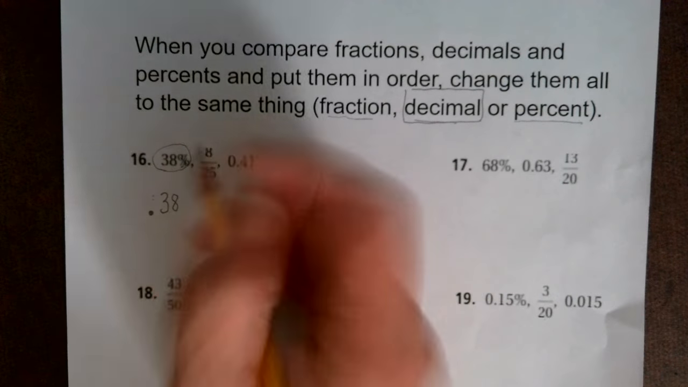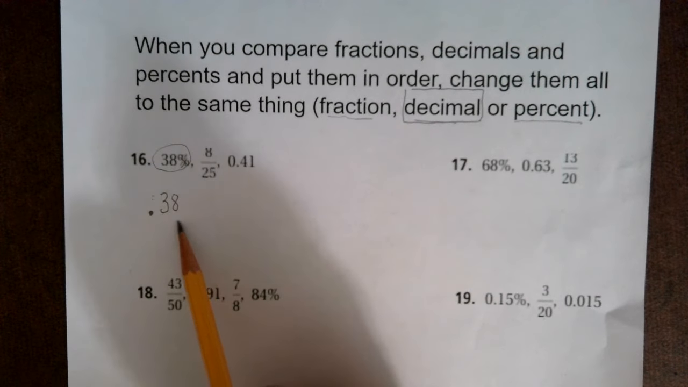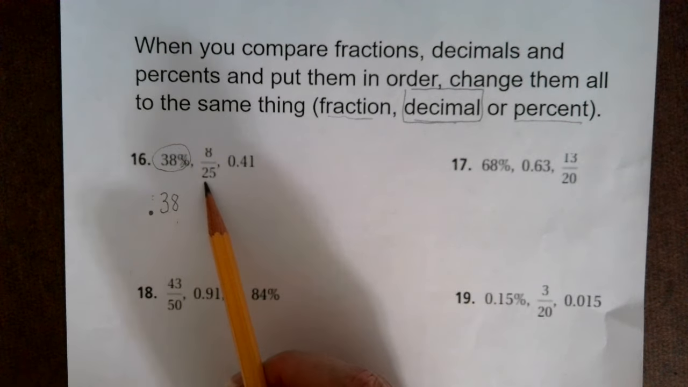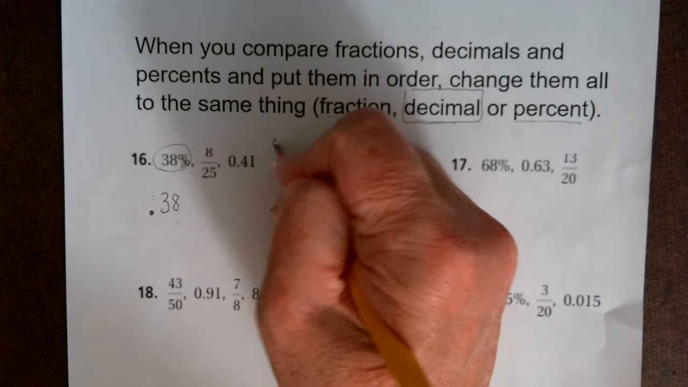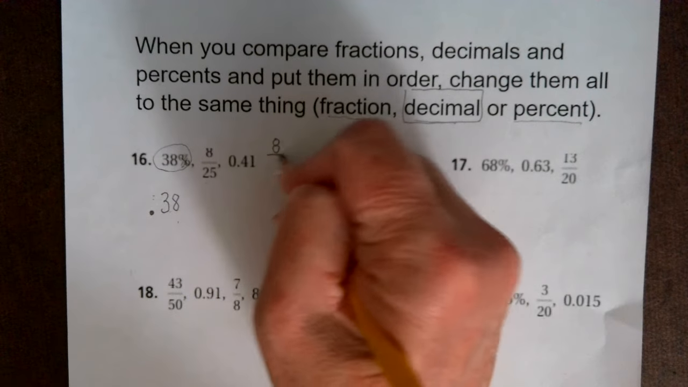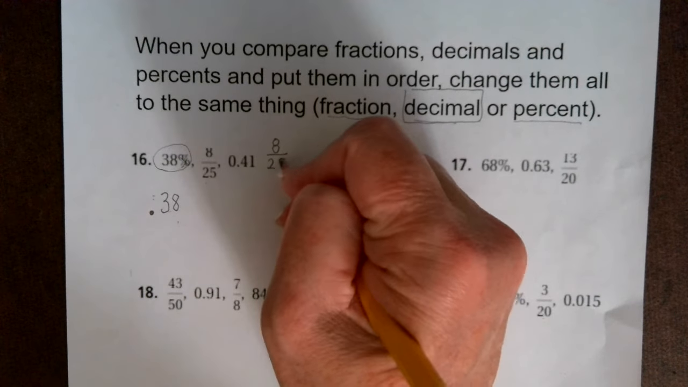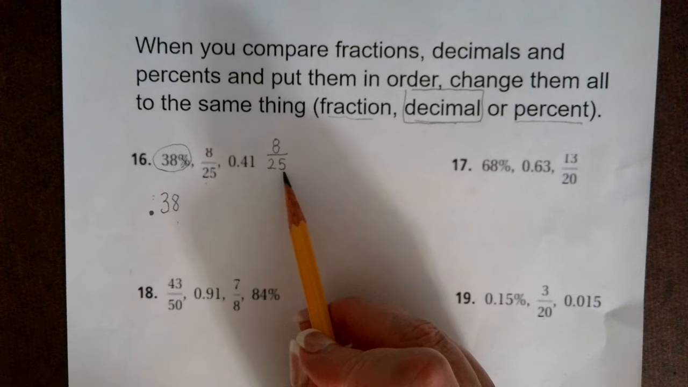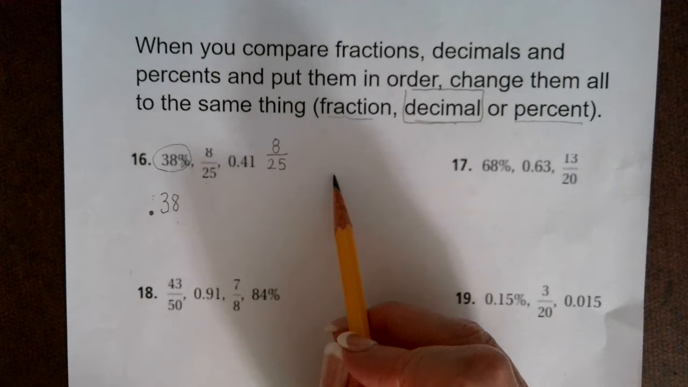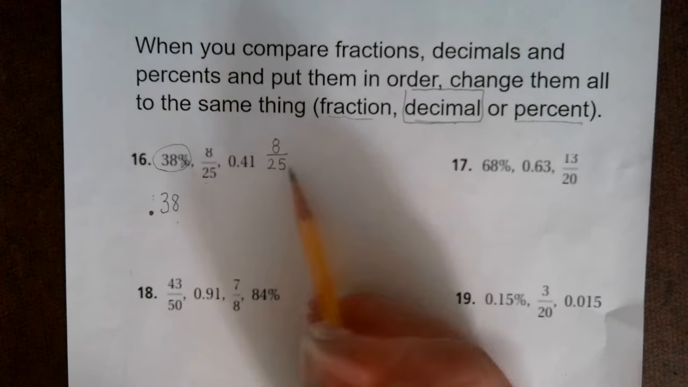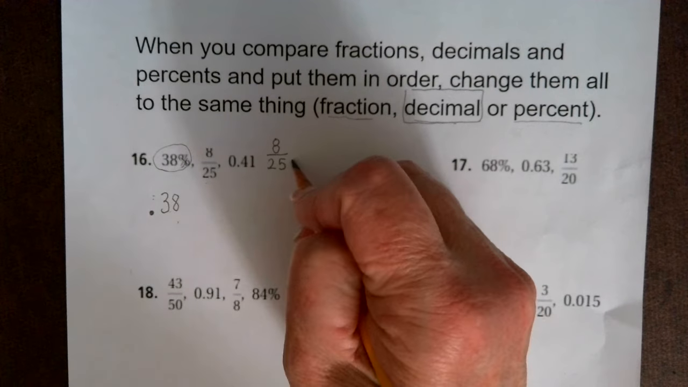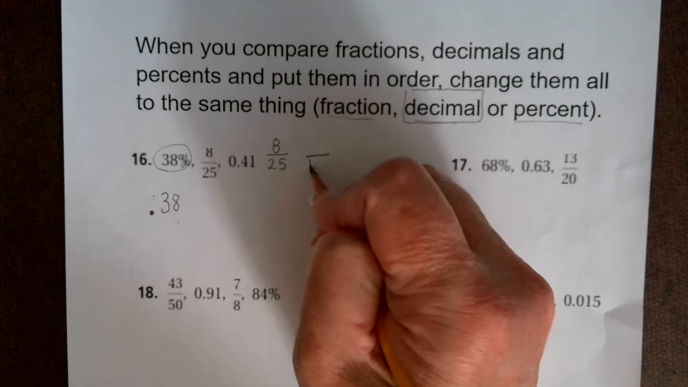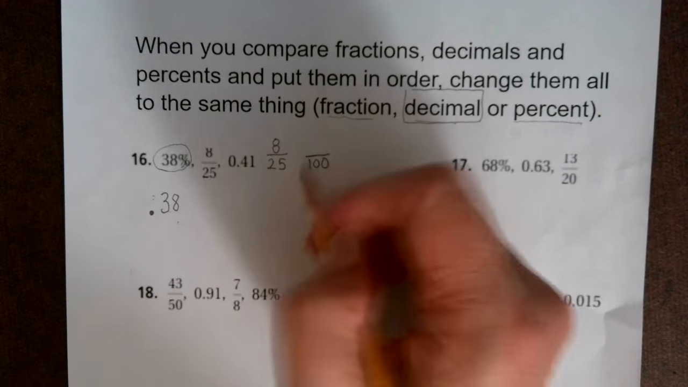So 38% as a decimal would be 38 hundredths. We've got 8 over 25. So when we change that to a decimal, you've got to make the denominator into either tenths, hundredths, or thousandths to change that to a decimal. So I'm going to change it to hundredths.